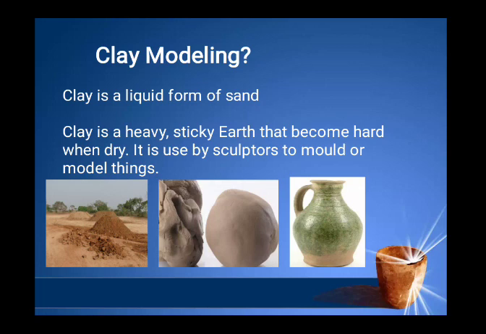What is clay? Clay is a liquid form of sand. We get our clay, that is what we call mud. It's what we know as clay. All these are gathered together to form clay. Clay is a heavy, sticky earth that becomes hard when dry. It is used by sculptors to mold or model things.